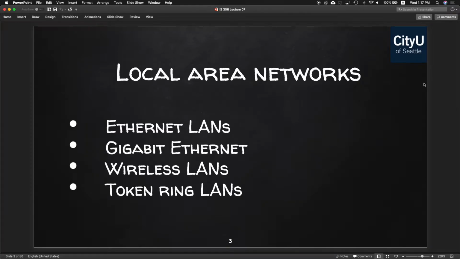Okay, let's first go through some of the textbook information. For local area network, we do have a bunch of them: Ethernet LANs, gigabit Ethernet, wireless LANs, token ring LANs. One thing to note about Ethernet LANs is it's basically a standard. It's not a product, not something you buy right away. It's a standard, Ethernet LAN, then whatever cable that you need. And this standard is defined by the IEEE 802.3, I think.